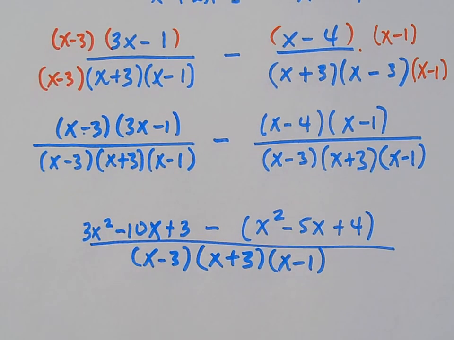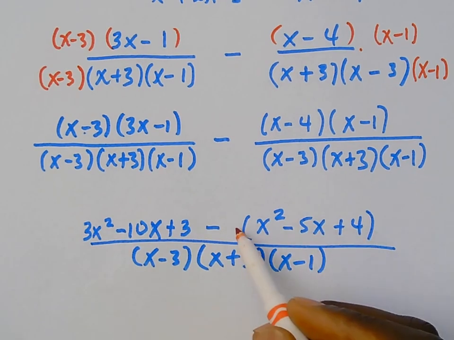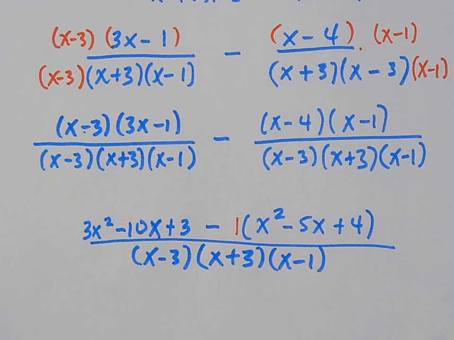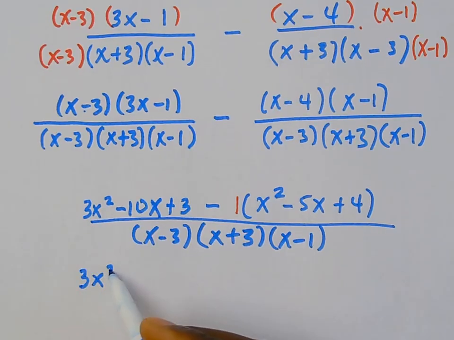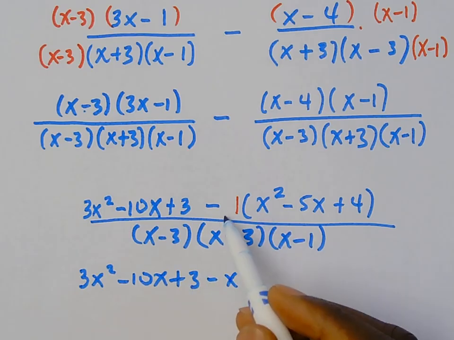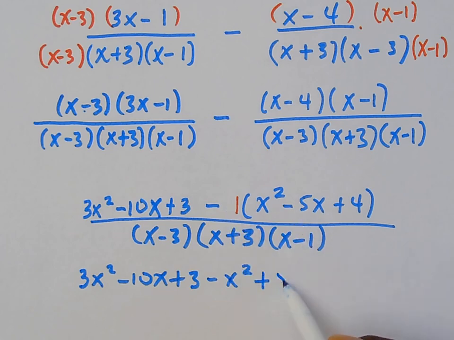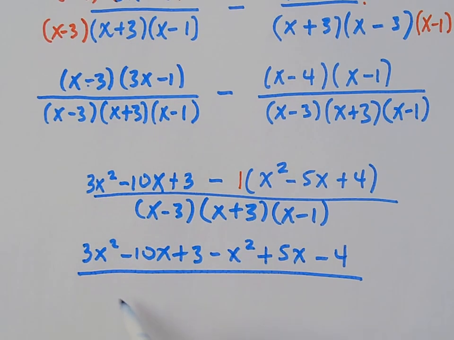Now I'm going to get rid of the parentheses so that I can combine like terms. Remember, there's a negative 1 sitting here, so I'm distributing this negative 1 so I can get rid of the parentheses. It's going to look like this: 3x squared minus 10x plus 3. Now negative 1 times x squared becoming negative x squared. Negative 1 times negative 5x becoming positive 5x. Negative times positive becoming negative. Then I still have my LCD of x minus 3, x plus 3, x minus 1.